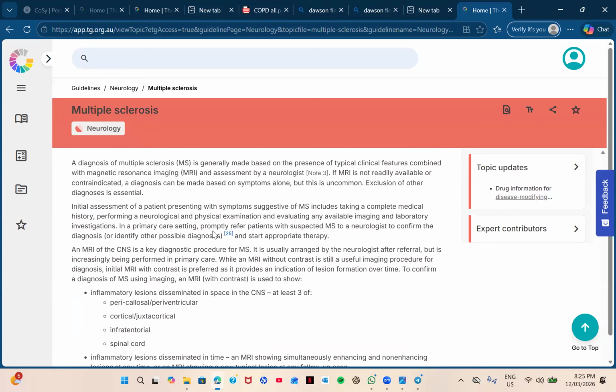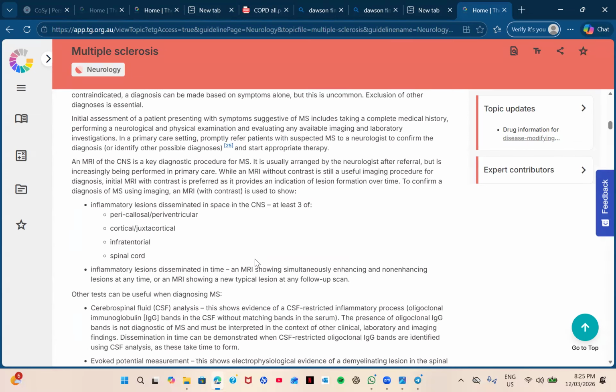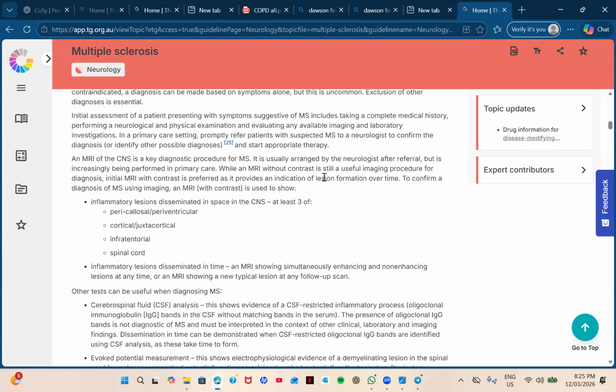An MRI of the CNS is a key diagnostic procedure for multiple sclerosis. It is usually arranged by the neurologist after referral, but increasingly by being performed in primary care. Okay, so what are the things we can see in here?